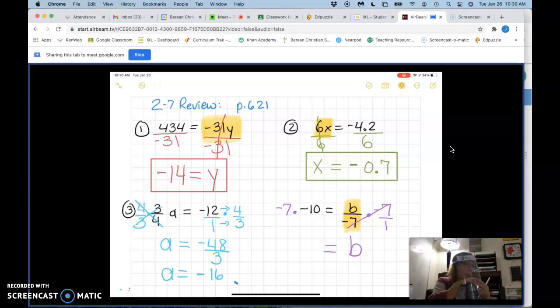Mm-mm. I want to do it. What? Because I did the last one. What's the fraction? Negative 7 times negative 10. Oh, that would be 70. Yes. 70. Good job, Bella.